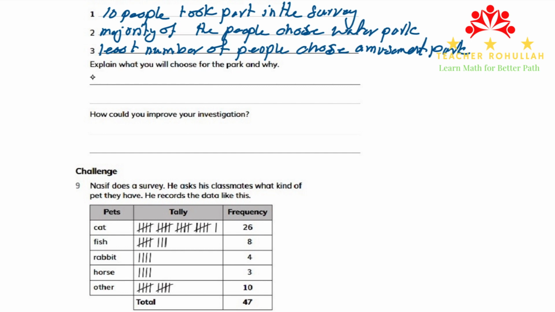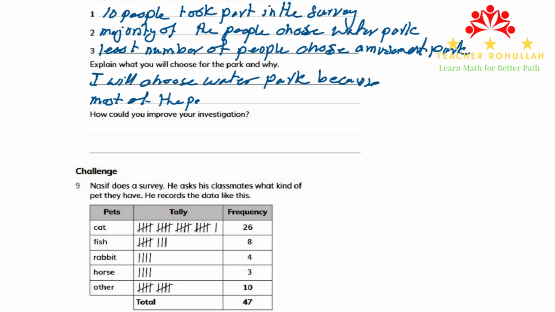So the other question says, explain what will you choose for the park. So because majority of the people chose water park, I will choose water park because it says why? Because most of the people like water park. Most of the people like water park.